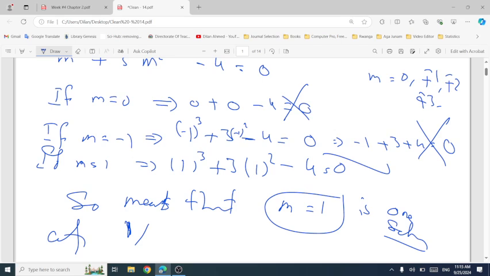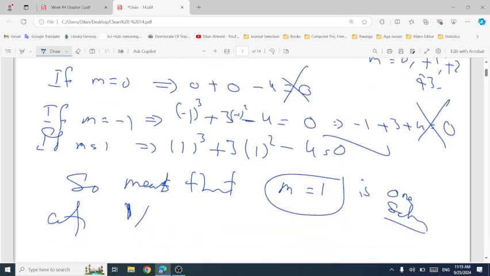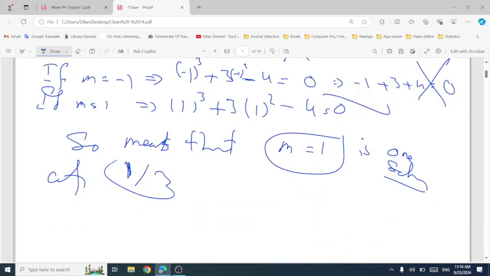m cubed. So I say 1 out of 3. Where are the others?